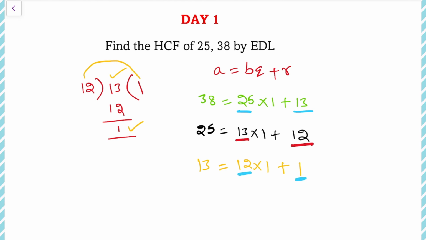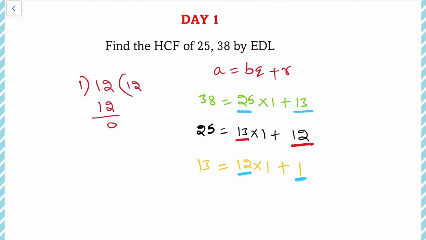Now again from this divisor and remainder we need to take, and we need to do division of it. So 1 and 12. If we do division, 1 12s are 12. 12 minus 12, 0 is the remainder. So now this also if we write in the form of A equals BQ plus R, dividend 12 equals divisor into quotient, 1 into 12, plus remainder, that is 0.